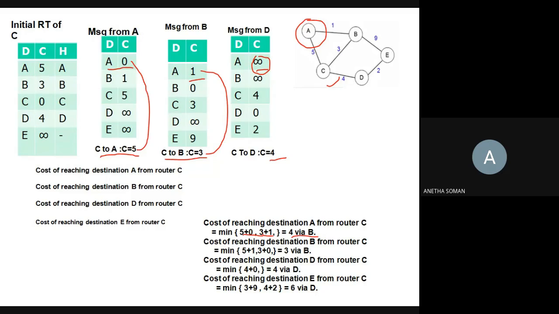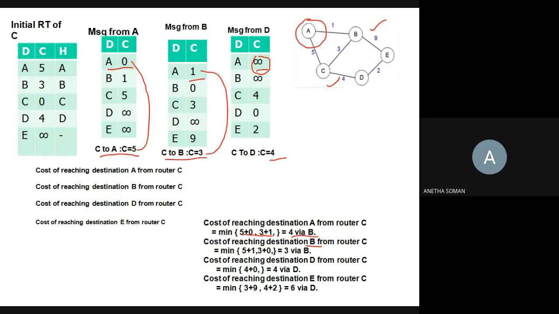Okay. So this is the first step, cost of reaching destination A from my router C. Now, the cost of reaching destination B, I have to find it out. Here you are having B. I want to reach from C to B. Now, I got the messages from A, B, and D. Now, what are the possibilities here?